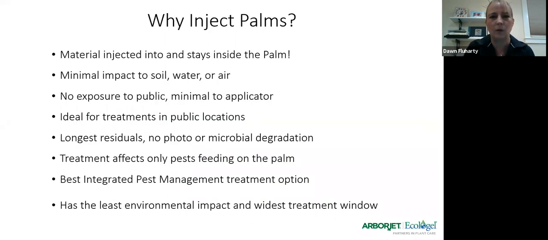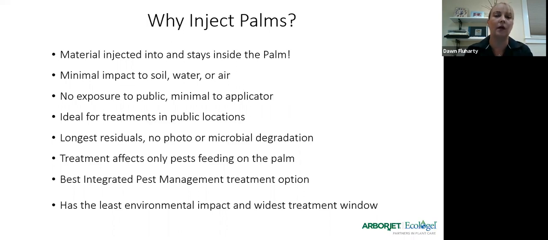So same thing, we inject palms for the same reasons why we inject trees. The only real difference is we think about injecting palms a little more thoroughly. We put more thought process into it for the fact that we know we're weighing this against the fact that palms don't heal themselves. So if we're going to inject a palm, we're doing it to save a palm, or because we have multiple applications we have to get in a palm, or if we know we're going to be going back to that palm and treating it again.